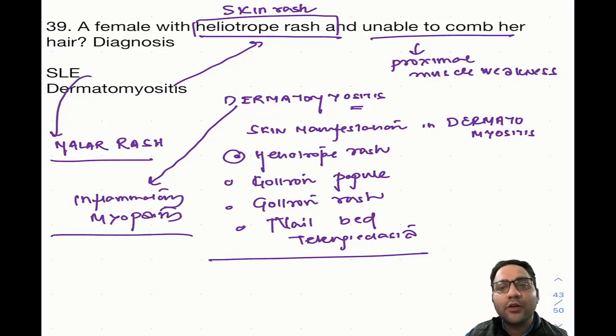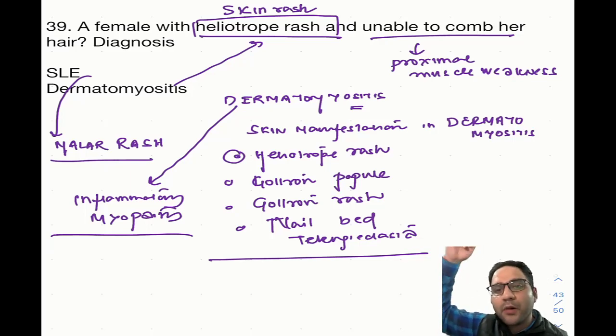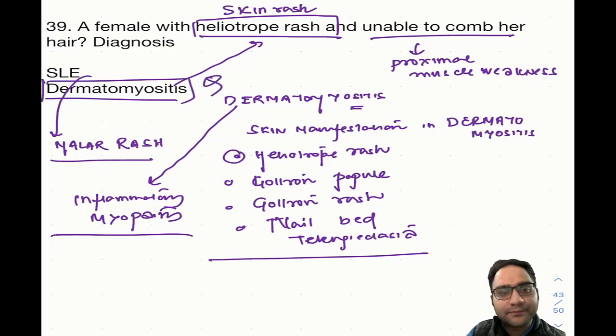From the clinical statement, you are very much clear that unable to comb her hair means this is involving the use of your proximal muscle. Had it been unable to grip, that would mean the distal muscle is being involved. But unable to comb her hair, unable to lift her hand above her shoulder level, these are all actions which require the use of proximal muscle. So you have a rash and proximal muscle weakness, so you have to think of dermatomyositis. The answer here would be dermatomyositis. Okay.